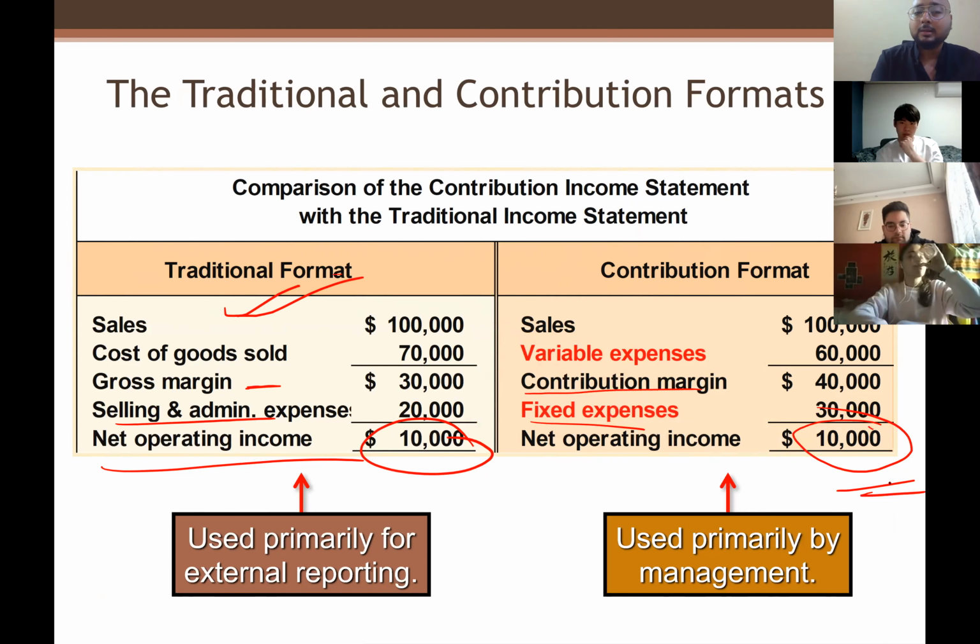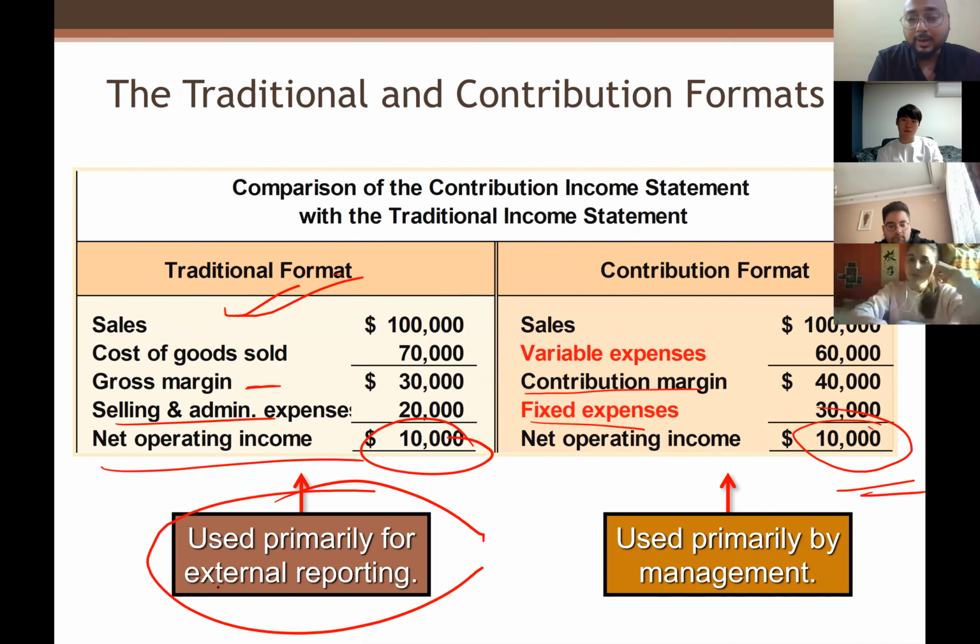So remember, this traditional format is for external reporting. So all over the world, the format is the same. So if a person is in the UK and the income statement belongs to a company from Japan, he can easily understand: total sales, cost of goods sold, gross margin, selling and admin, and then net operating income, right? So it's standardized.